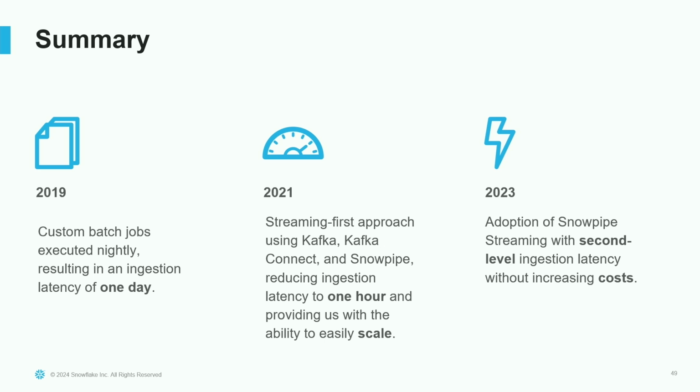To summarize, we began our journey on Snowflake with a series of custom batch jobs executed nightly, resulting in an ingestion latency of 1 day. We then switched to a streaming-first approach, using Kafka, Kafka Connect, and Snowpipe, reducing our ingestion latency to 1 hour, and providing us with the ability to easily scale. We were then able to reduce our latency even further due to the adoption of Snowpipe streaming, which resulted in second-level ingestion without increasing our costs.